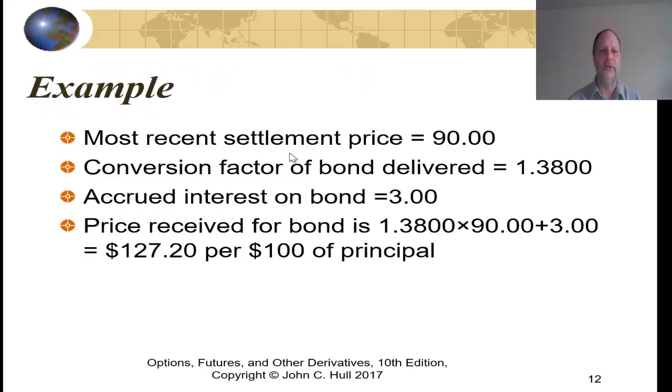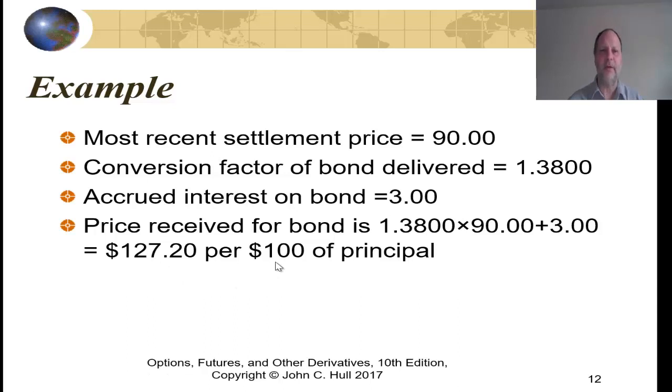But here is a simple example. Let's say the most recent settlement price is $90. The conversion factor of the bond delivered is 1.38. Accrued interest is $3. So the price received for the bond is the conversion factor times the settlement price plus $3, or $127.20, assuming $100 of principal.